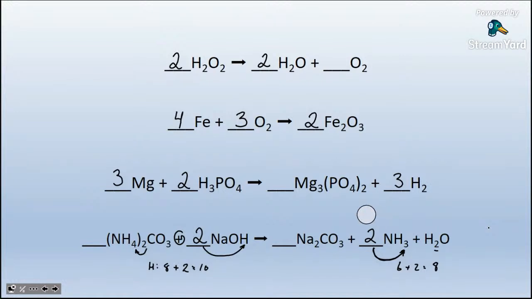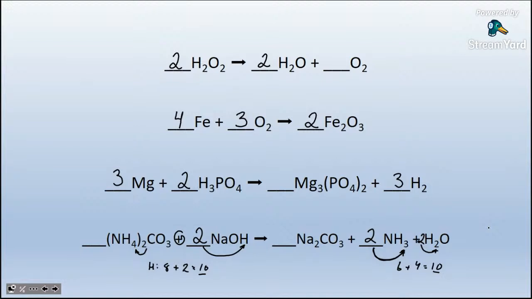So what I want to do, I don't want to change my coefficient in front of NH3, because it'll throw off my nitrogens, and then I have to change the coefficient over here, which would change my carbons. So instead, I want to change the coefficient in front of water. I'm going to try a 2 and see what happens. Now I've got 2 times 2, which would give me an additional 4 hydrogens. And now my hydrogens are balanced, 10 and 10.